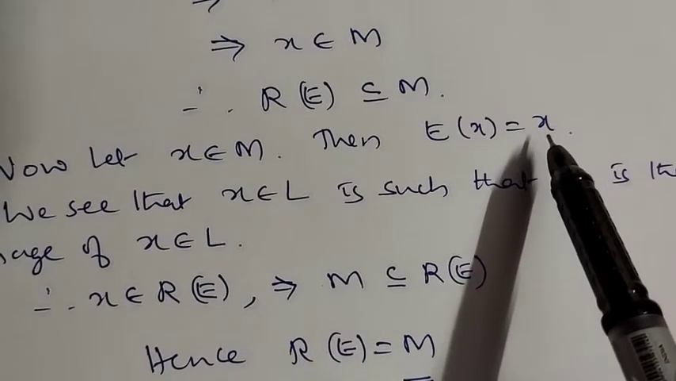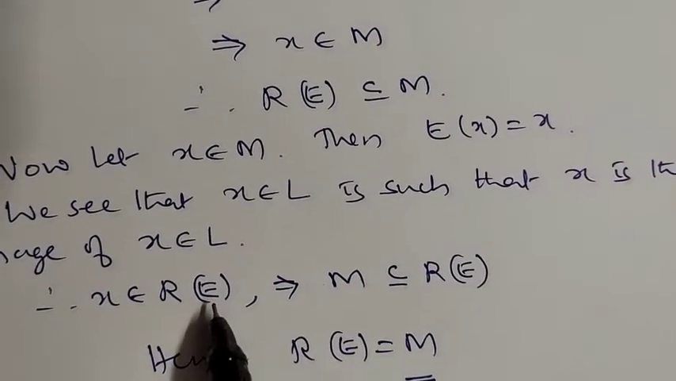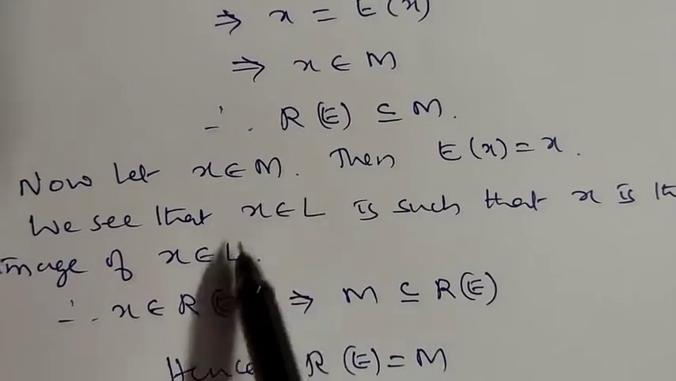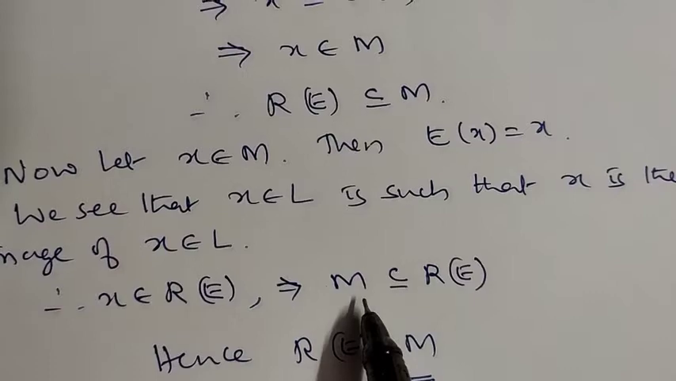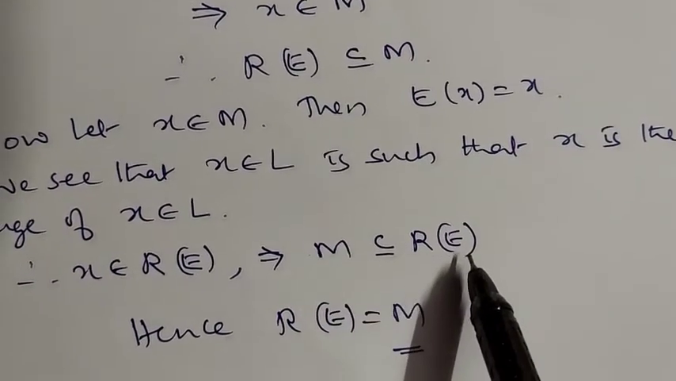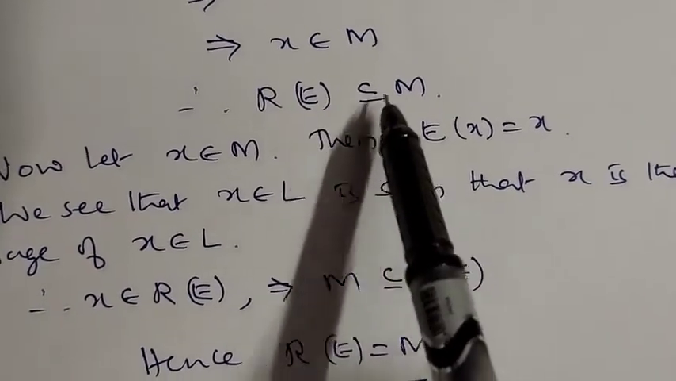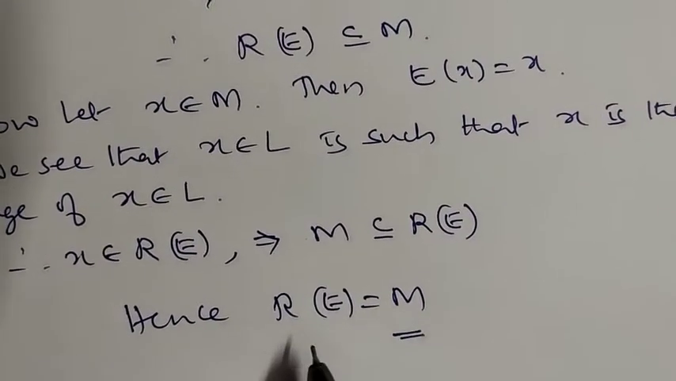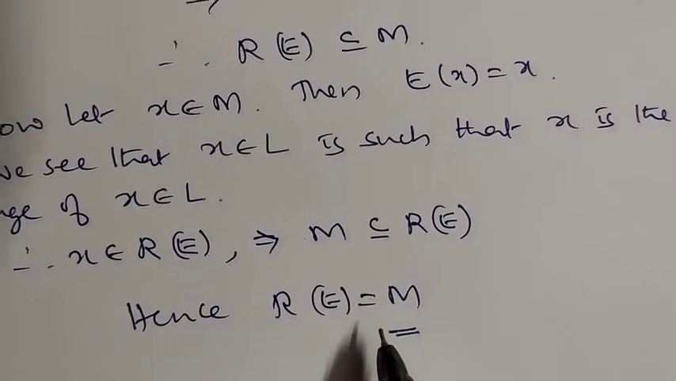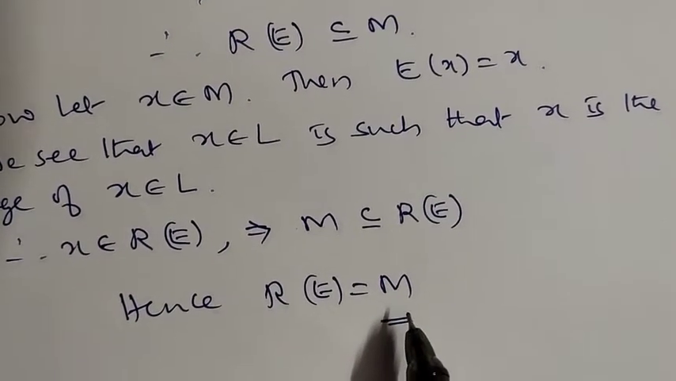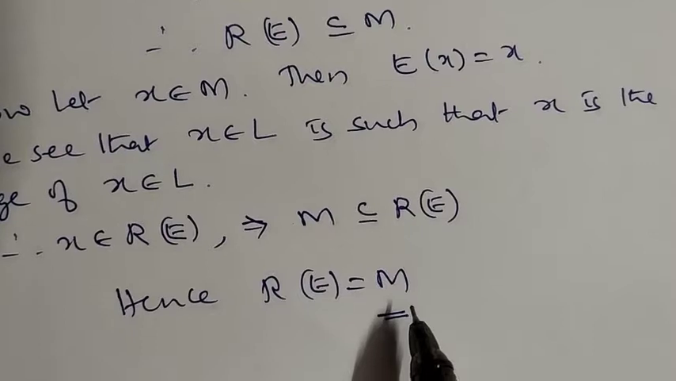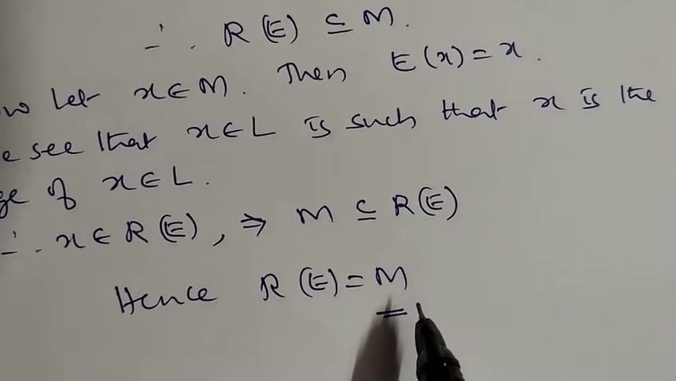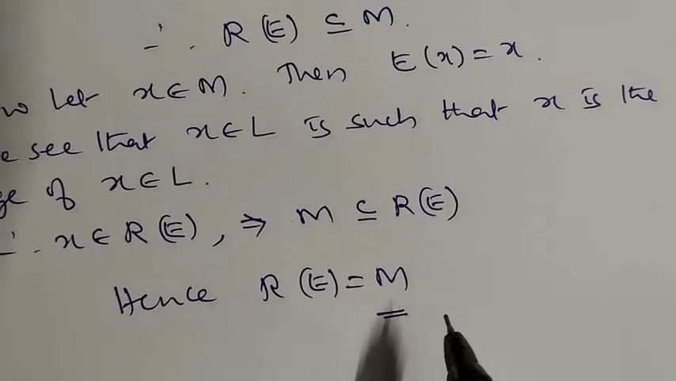Therefore, by definition, x belongs to range of E. Now x belongs to M and x belongs to range of E means M is contained in R of E. Already we have shown R of E is contained in M. Therefore R of E is nothing but M. Means the range of E is nothing but the set of vectors which are fixed under E. Okay, we have shown that the range of E is equal to the set of all x belongs to L such that E of x is equal to x itself.